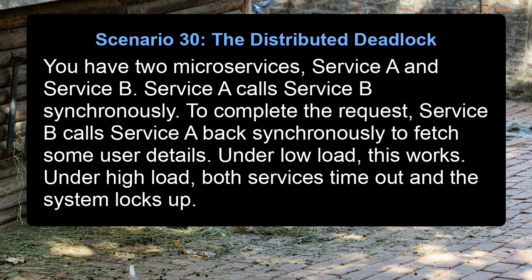Scenario 30. The distributed deadlock. You have two microservices, Service A and Service B. Service A calls Service B synchronously. To complete the request, Service B calls Service A back synchronously to fetch some user details. Under low load, this works. Under high load, both services time out and the system locks up.